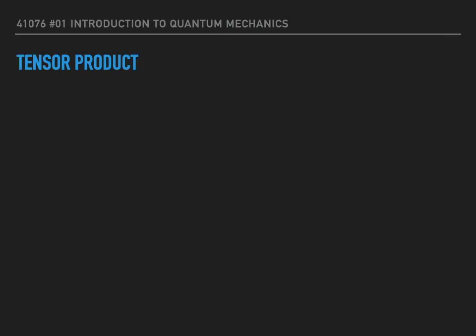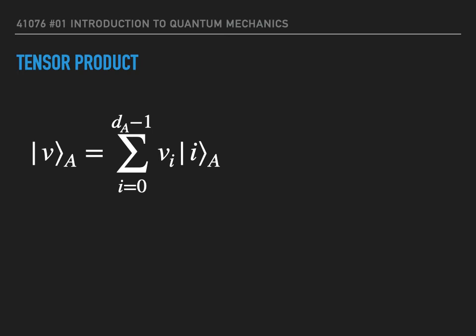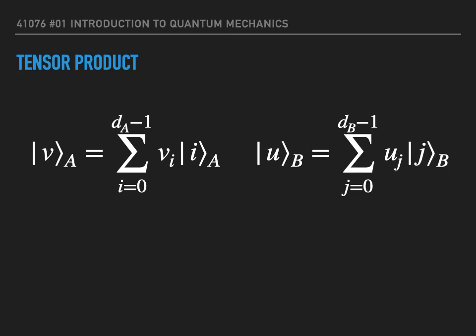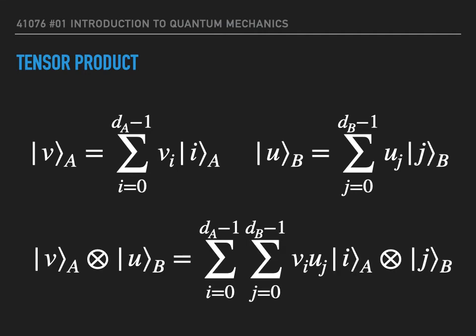Here, we will introduce the definition of tensor product. For two vectors v and u with dimensions dA and dB respectively, the tensor product of these two vectors is a vector with dimension dA times dB. The ket i tensor ket j will become the new computational basis in the joint Hilbert space HA tensor HB, or we just call it HAB.